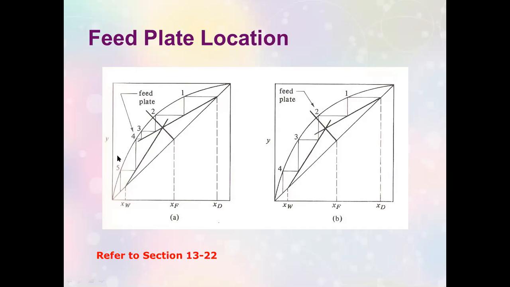If that is the case, your number of steps determined graphically will be very erroneous. The correct way of determining the feed plate location is this one. There is a transition right on the intersection of the three operating lines. Not that the transition will happen when you are done already making steps on your enriching section operating line.